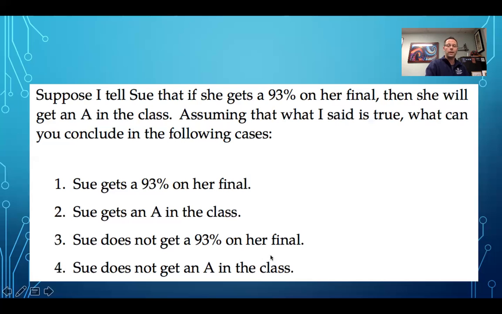How about this one? Sue does not get an A in the class. Well, that actually does mean that she did not get a 93%. Because if she had gotten a 93%, she would have gotten an A. But she didn't get an A. If she doesn't get an A, then she can't get a 93%. That's actually the contrapositive of the original statement, which is equivalent to the original.